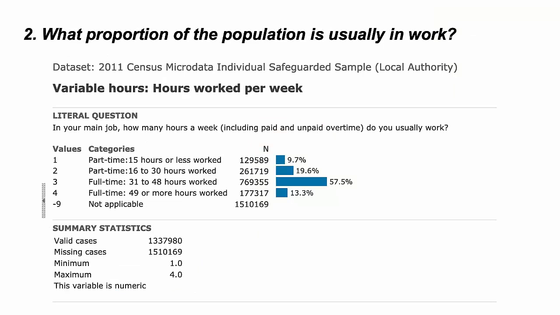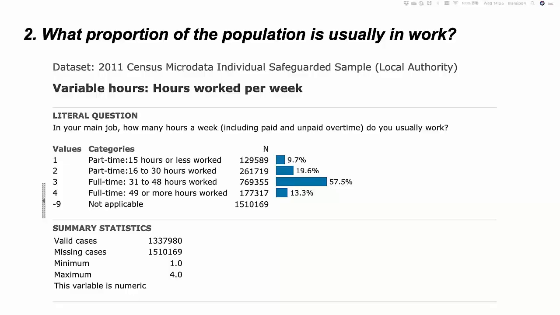So there were several variables that you could have looked at to find this out, including that last one that I had up. But what proportion of the population is usually in work? So I've got another poll for you coming up here with multi-choice again. So you can tell me what proportion is usually in work. Is it 47%, 57.5%, or 63.8%?